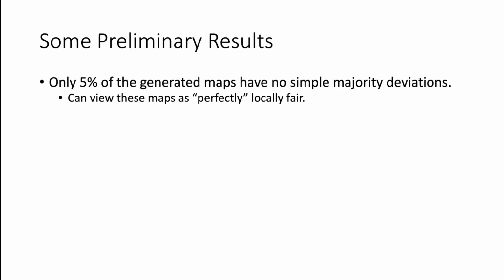So here are some results. What we found is that only around 5% of the generated maps have no simple majority deviations. The rest of the maps have simple majority deviations. So you can view these 5% of the maps as, roughly speaking, perfectly locally fair, in that you couldn't find a deviating region.